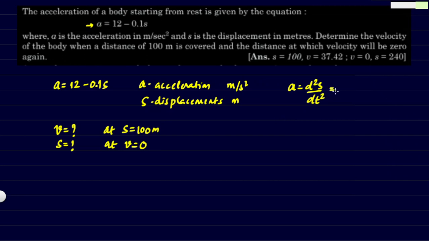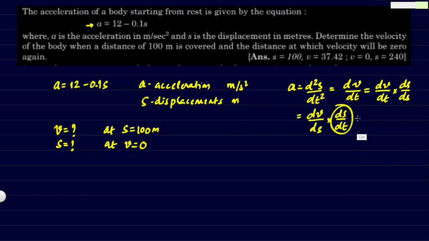What we can do is take acceleration as the differentiation of velocity, dv by dt. Then we can multiply and divide this by the displacement ds, and exchange the denominators. So we will have dv by ds multiplied by ds by dt. We know the value of ds by dt is velocity. So dv by ds into velocity is what we get, and that's equal to the acceleration.